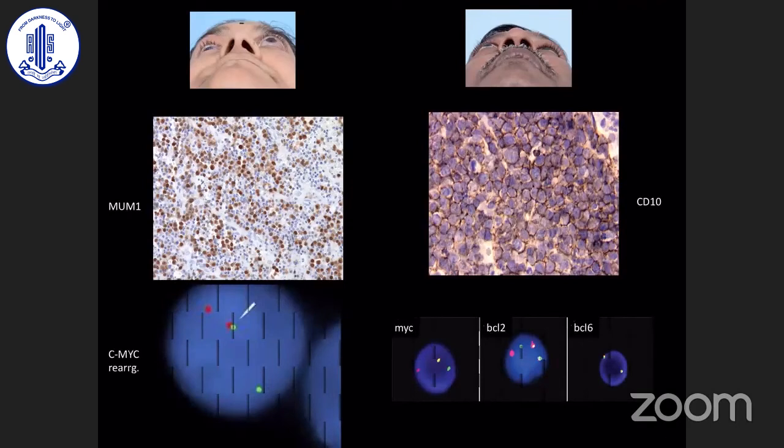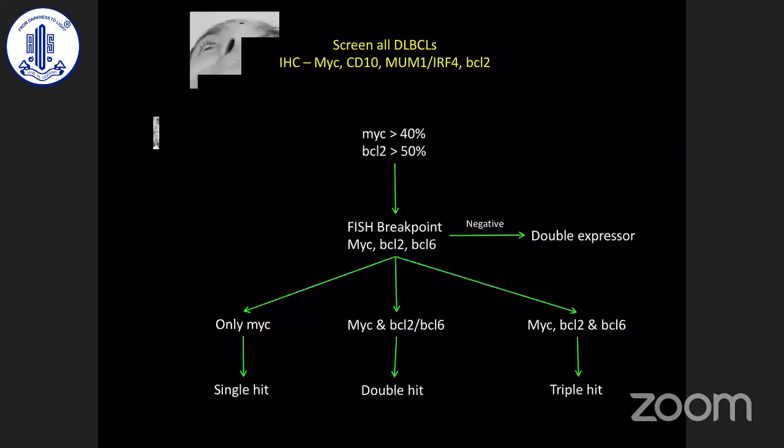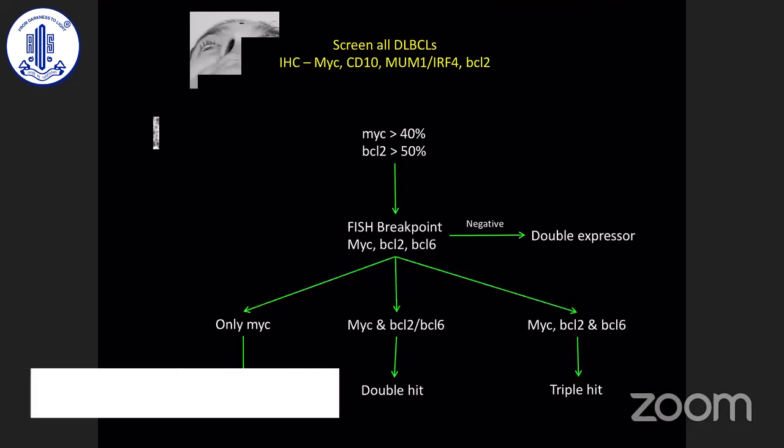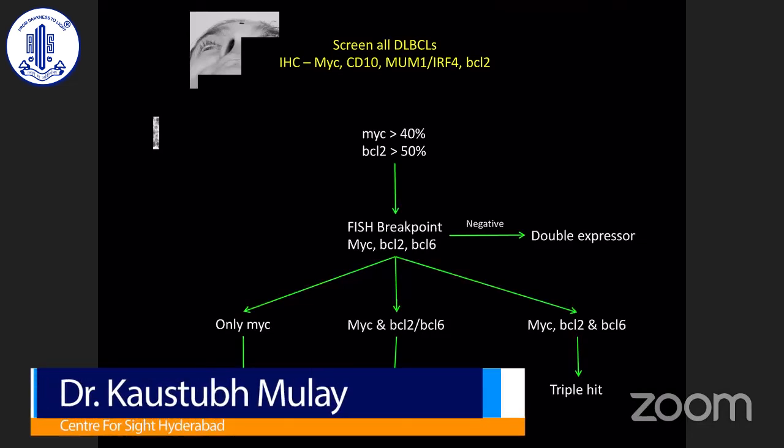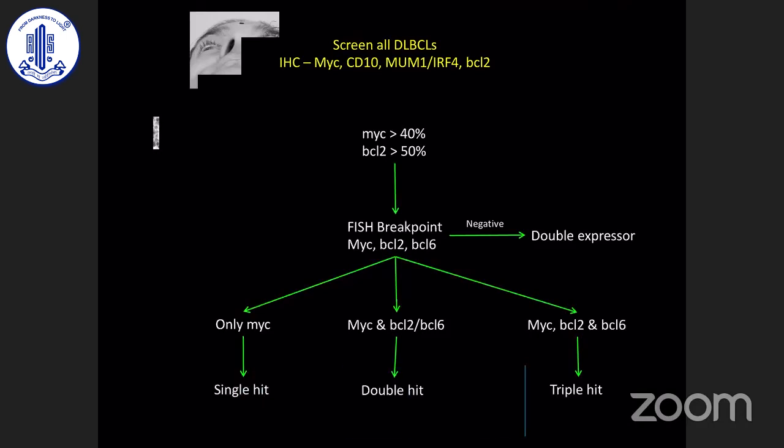Now, what does that mean? What you usually do is, in patients with DLBCL, you first do immunohistochemistry and detect whether there's a presence of c-MYC and BCL2 gene abnormalities. Now, if these are present, you do FISH analysis and see if there is only a MYC rearrangement, whether MYC rearrangement in presence of BCL2 or BCL6, or all three are present. This makes it a single hit, double hit, and a triple hit lymphoma. Now, why is this important?